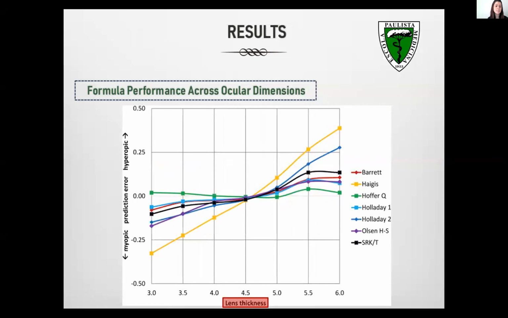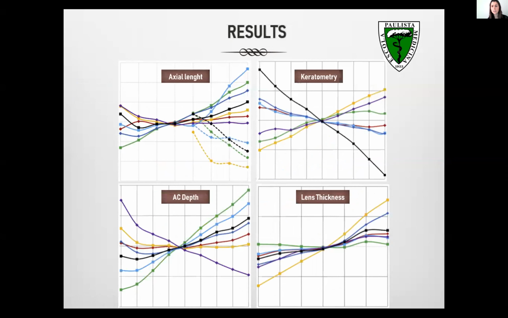On the other hand, the same Huygens is the formula most affected by variation with the lens thickness, shown here in yellow. In these four ocular biometric parameters, the Barrett appears to have the least bias of the formulas. You can see here in red, maybe it's not so clear to see, but here is the variation with axial length, here with keratometry, here with anterior chamber depth, and here with lens thickness.